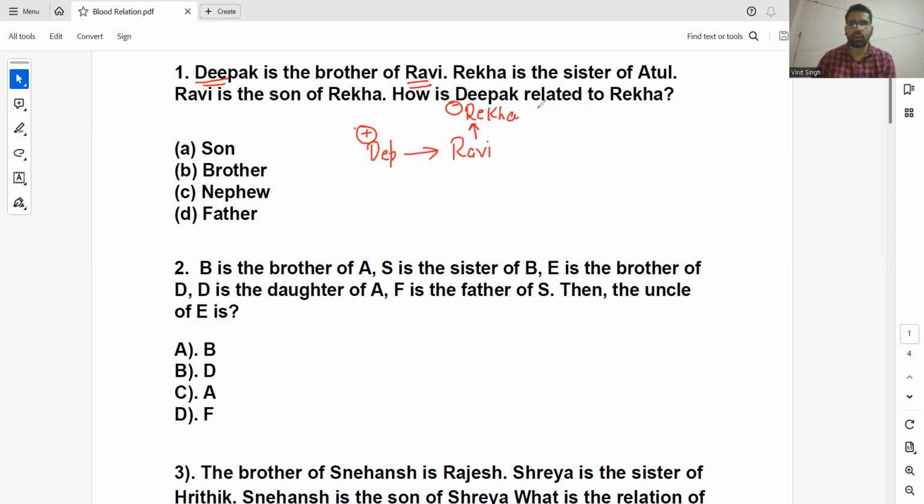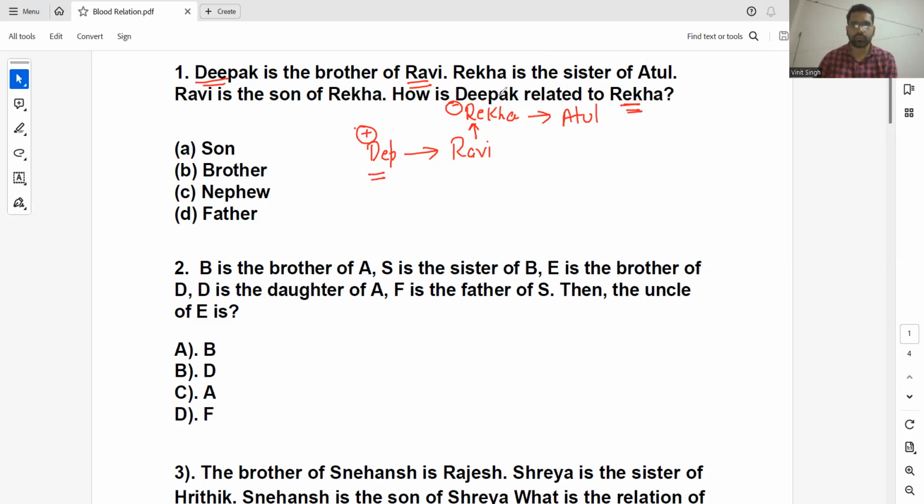Now Rekha is the sister of Atul. The generation of Rekha and Atul will be the same. So Rekha, negative, Atul will be there. So there is a Deepak, Ravi, Rekha and Atul. And we have to find how is Deepak related to Rekha. What is the relation of Deepak with respect to Rekha?